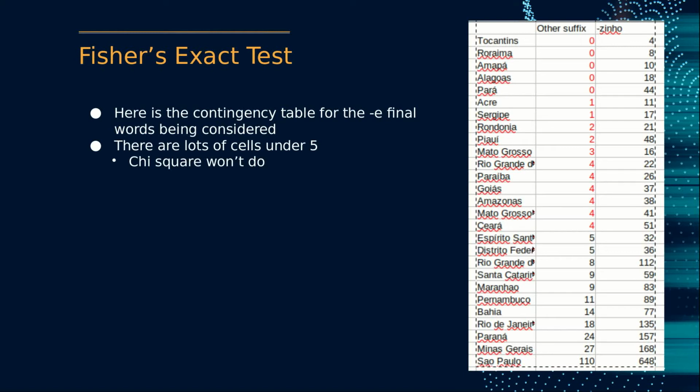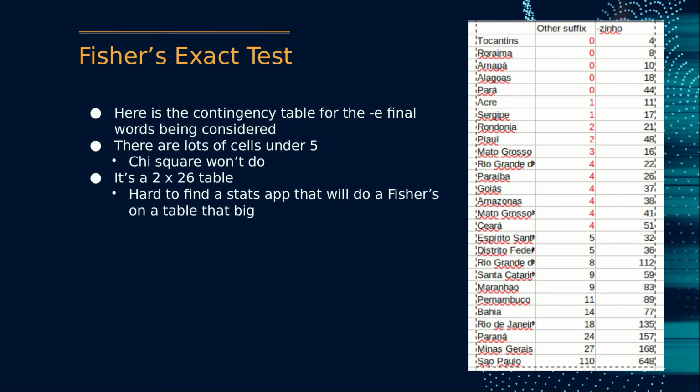You'll notice there are lots of cells with fewer than 5 members. Chi-square just won't do. It's a 2 by 26 table, and it's going to be hard to find a stats app that will do a Fisher's on a table that big. But Jamovi can do it.